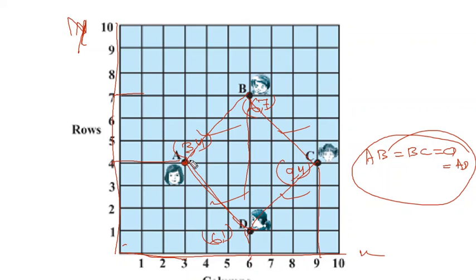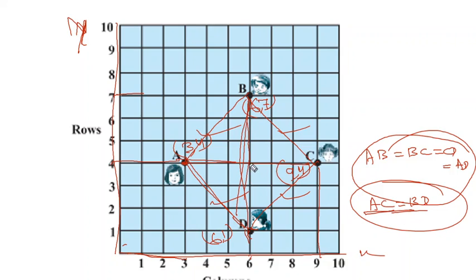So we also have to find the lengths of AC and BD. If AC equals BD, then we can say yes, ABCD is a square, because in a square the diagonals are equal. So first we have to find the lengths of AB, BC, CD, AD, AC and BD. Okay, so let's start.